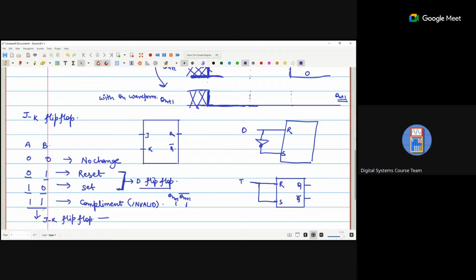In the JK flip flop, the invalid condition is avoided and it will be converted into the complement. I will show you the circuit for that also.